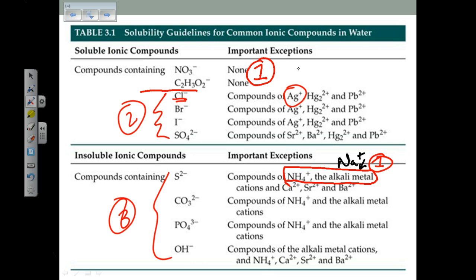If they're soluble, if they're on this list up here with these exceptions, they're going to split apart in solution. They're going to become solvated. If they're down here, or they're on this list of exceptions, that means they are going to be solids. They're not going to be solvated. They're going to be found in the compound as a solid. So there are the solubility rules.